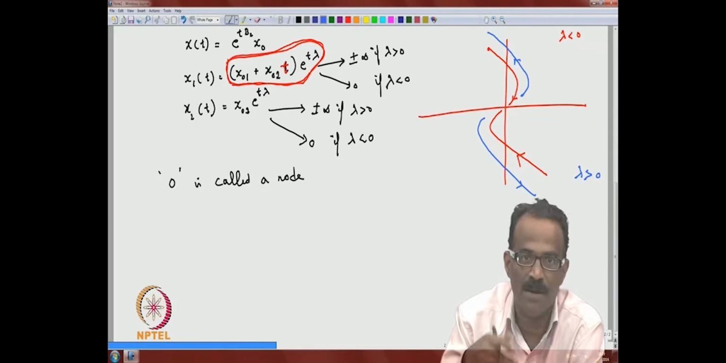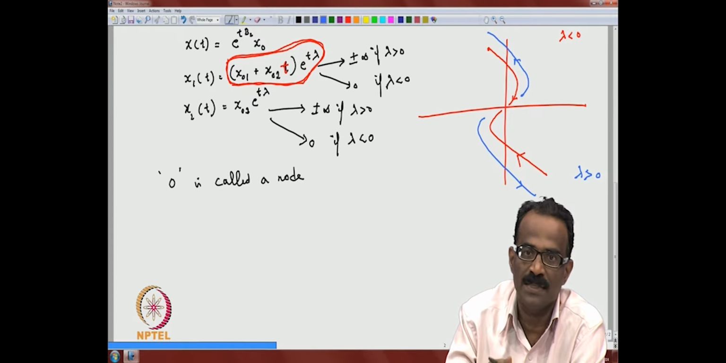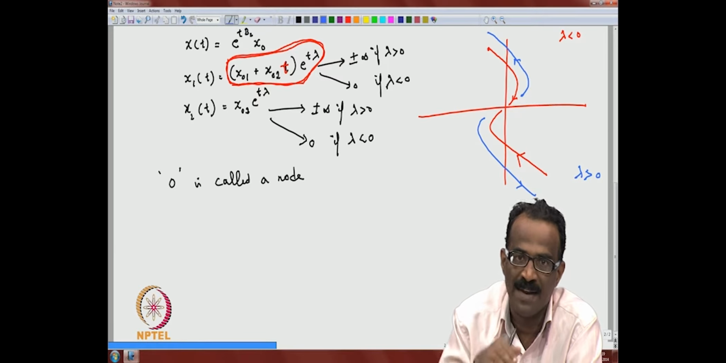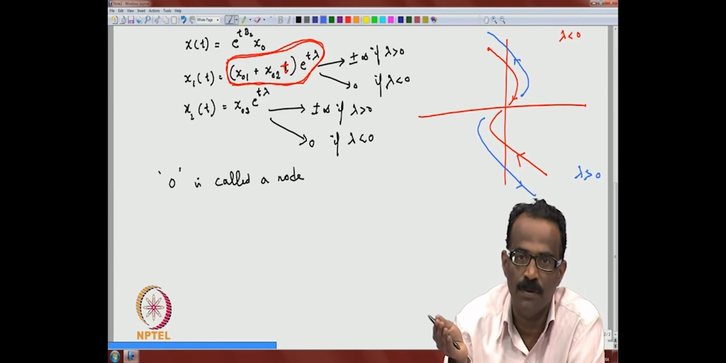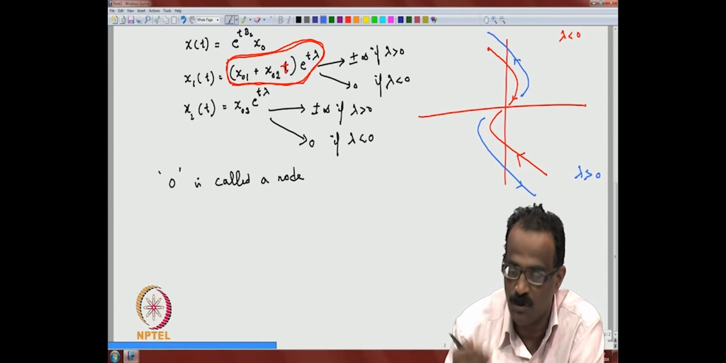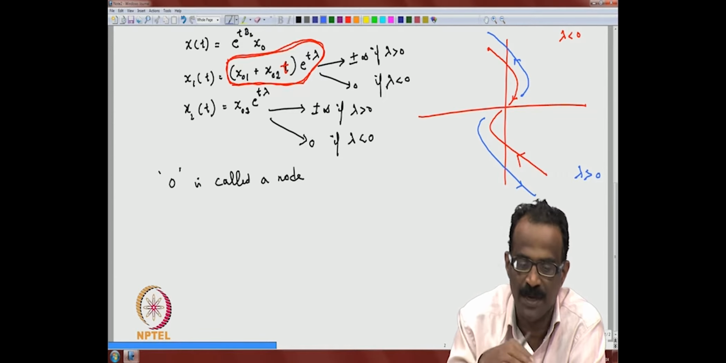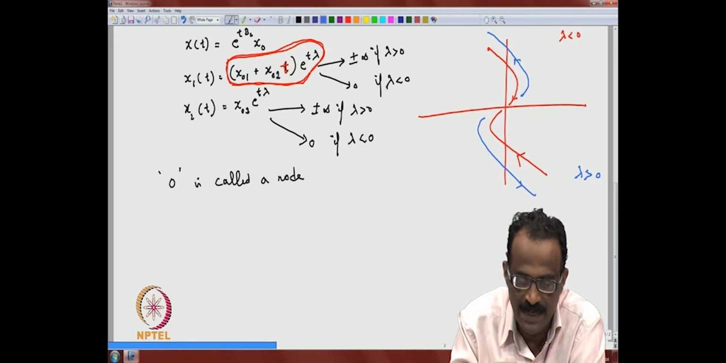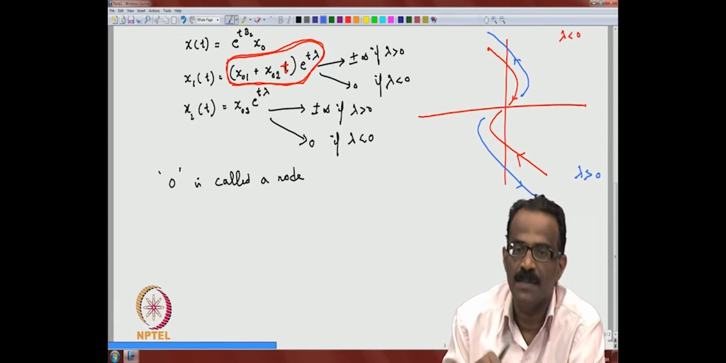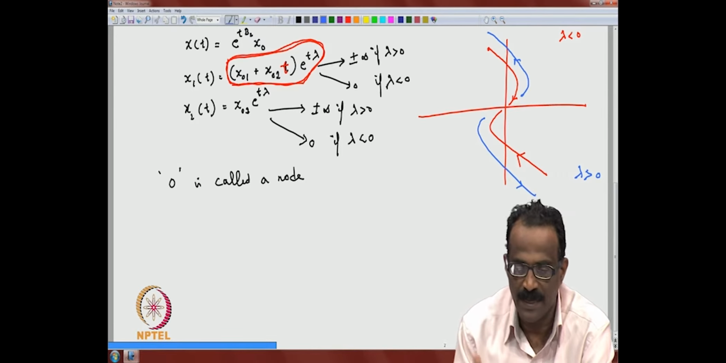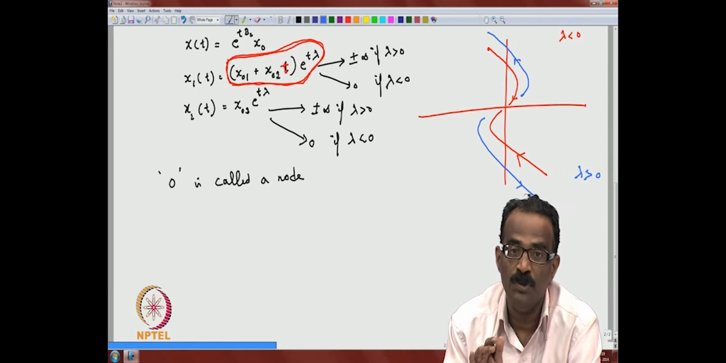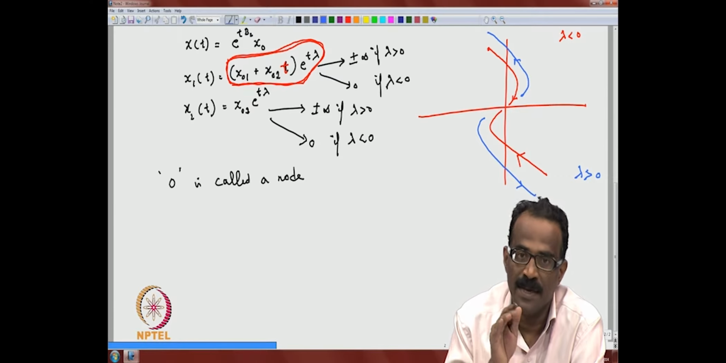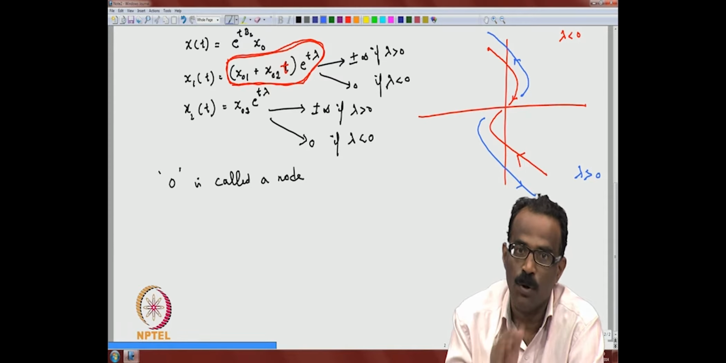It is given by the parametric representation x1(t), x2(t); it will go to 0 as lambda is less than 0, and it will go to plus infinity or minus infinity, depending on which quadrant you are starting from and the behavior of that one. So basically it depends on the sign of that. So it is a case of node.